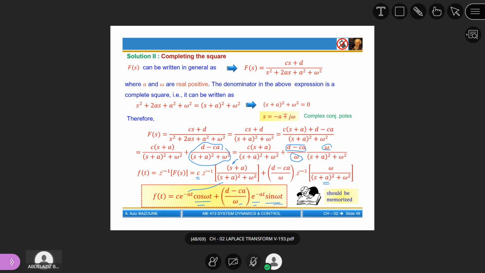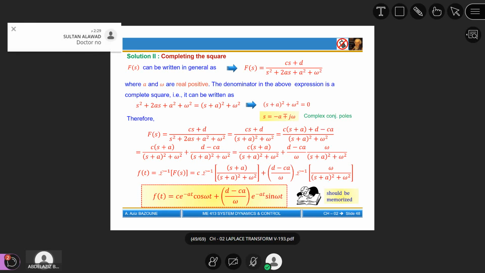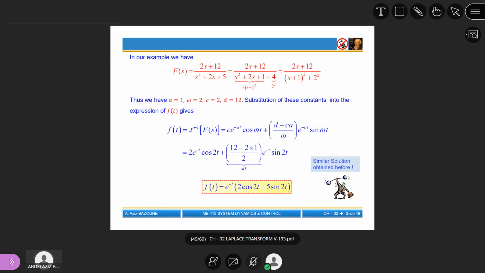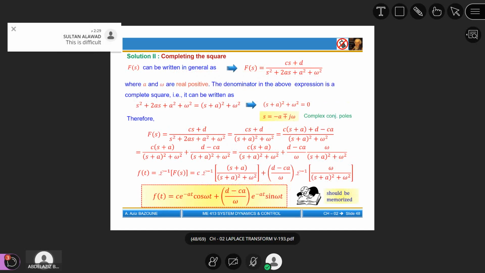Okay, Shabab? So far, is it okay? So the trick is, I added CA and I subtracted CA, and then it goes systematically. Is this clear? Yes, clear. Yes, Sultan, what do you want? Please tell me what you want.